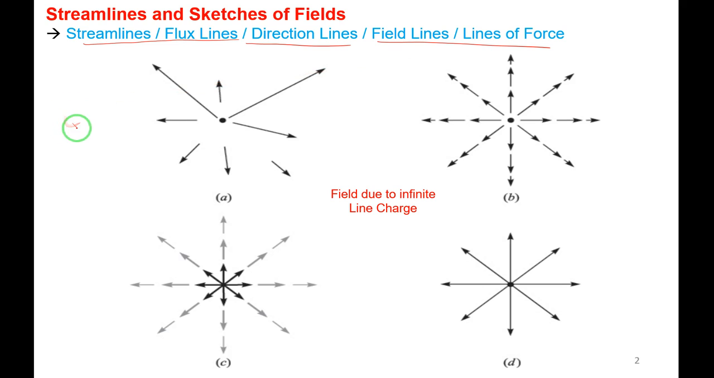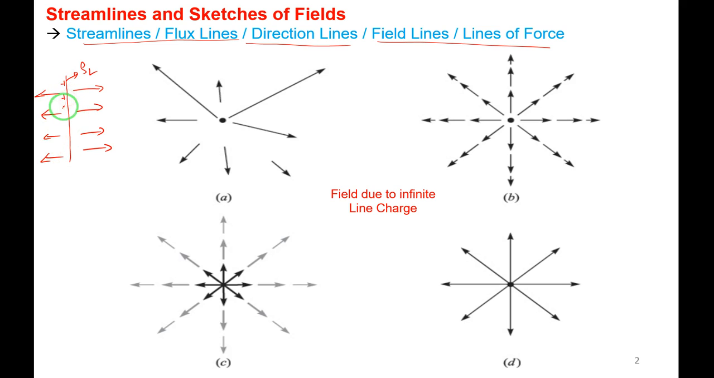Then I have an infinite line charge. Let me assume that I have an infinite line charge having line charge density rho L. Then I want to represent its field. What will I do? Everywhere the field will be normal to the cylindrical surface. This is what I can show here. This is the best way I can draw.